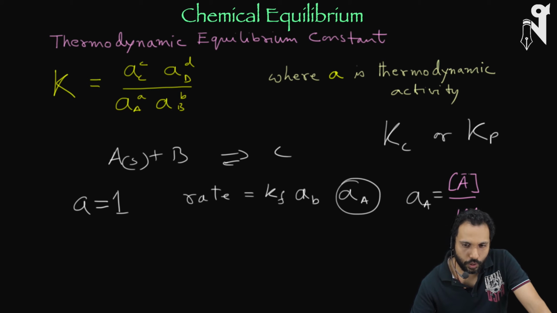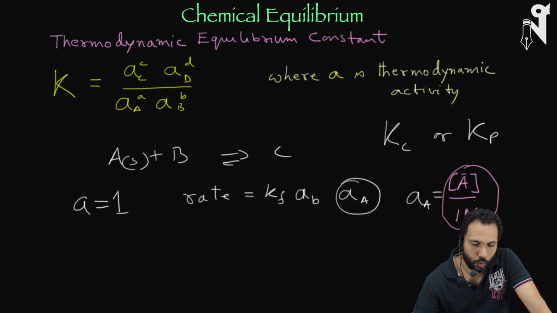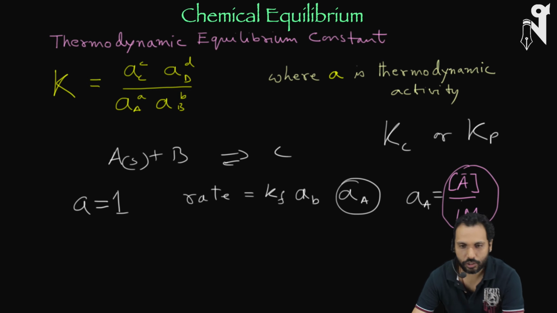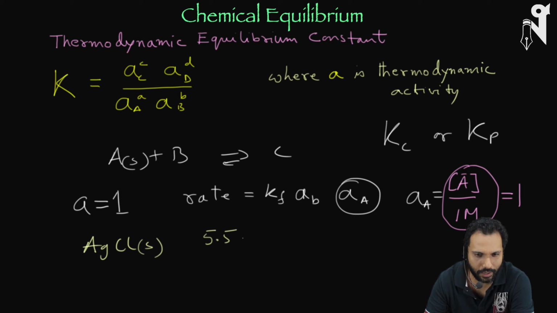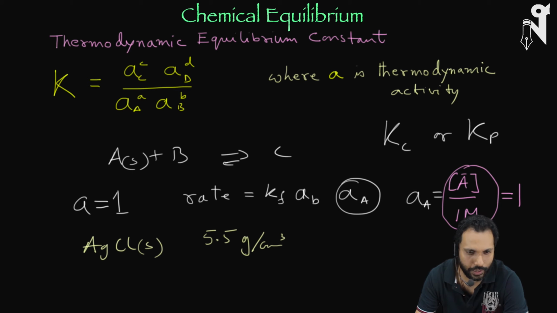Now, does this have any sense? If I go by this formula, it doesn't have any sense. I'll tell you why. This is total nonsense, and it is ultimately going to result in 1, because concentration means moles per liter. If I have a solid, say the solid is AgCl, what is the density of AgCl? The density of AgCl is roughly 5.5 grams per centimeter cube.